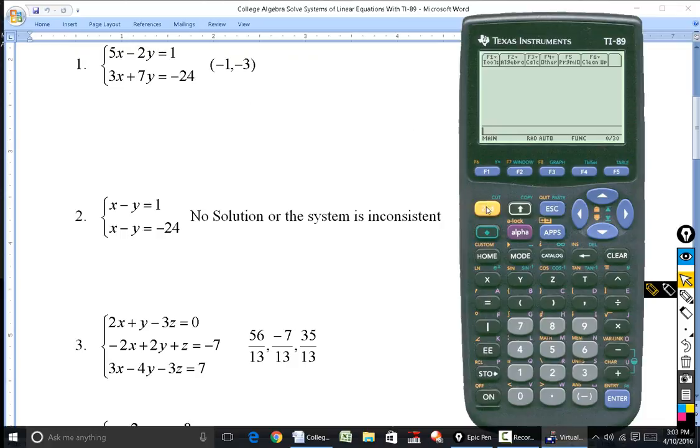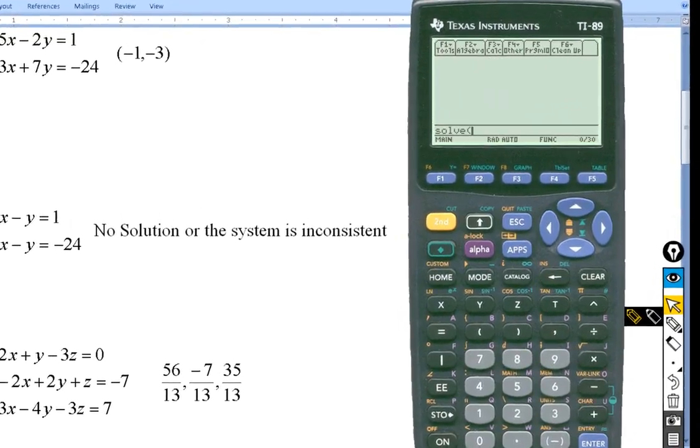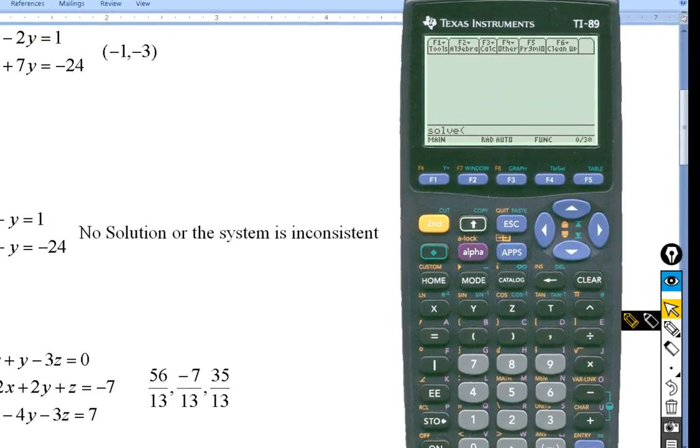F2, and then hit enter to access the solve menu. And then we're just going to enter the equations. Okay, and again, before we go to the next one, double check that you didn't leave out an x, or you left out a plus or something, or you left out the equals. So I had 2x plus y minus 3z is equal to 0.